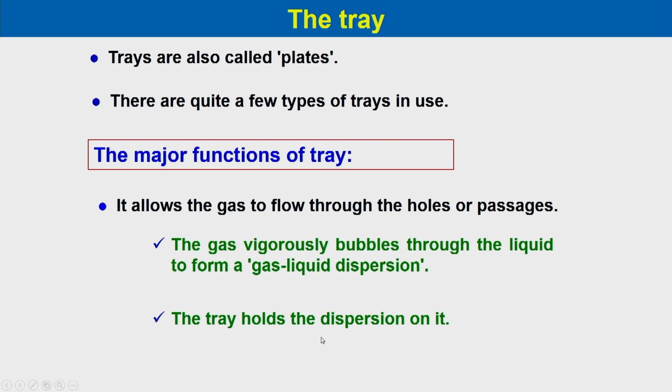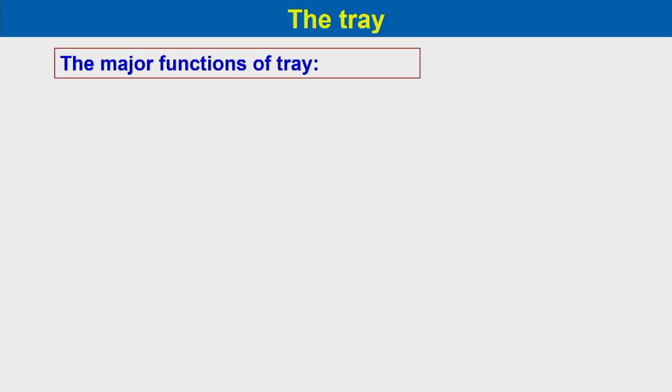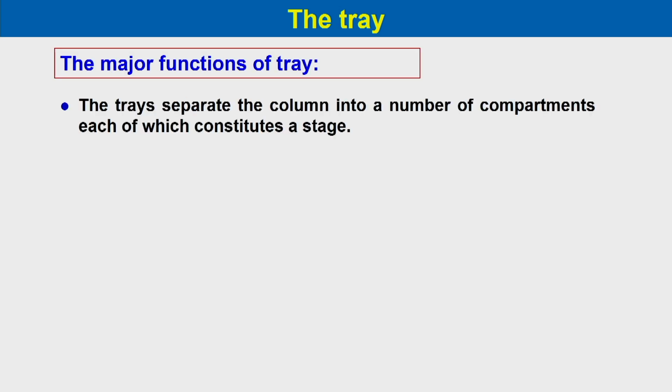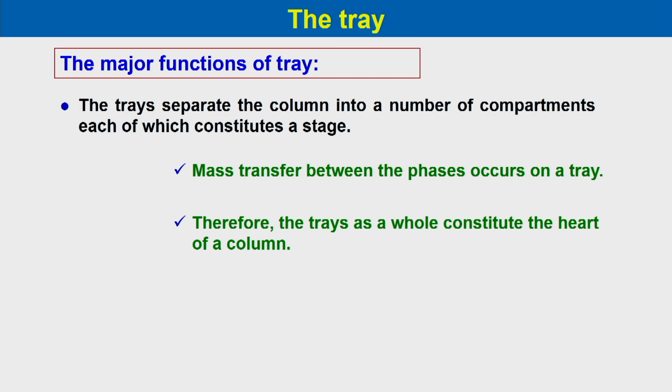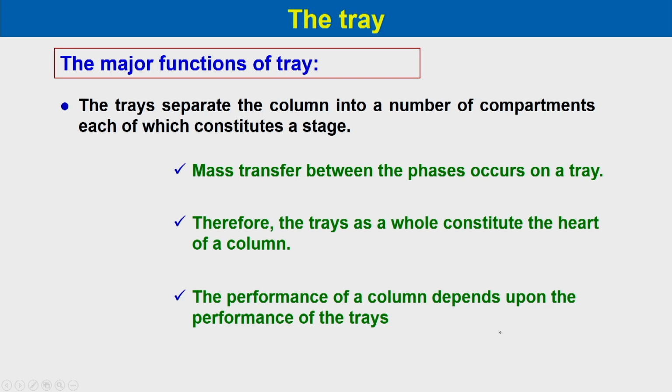So, the tray holds the dispersion on it. These are the major functions of a tray. The tray separates the column into a number of compartments, each of which constitutes a stage. So, that is why we call it stage-wise contact. What happens? Mass transfer between the phases occurs on a tray. Therefore, the trays as a whole constitute the heart of a column. The performance of a column depends upon the performance of the trays. So, that is why the tray has to be designed properly.